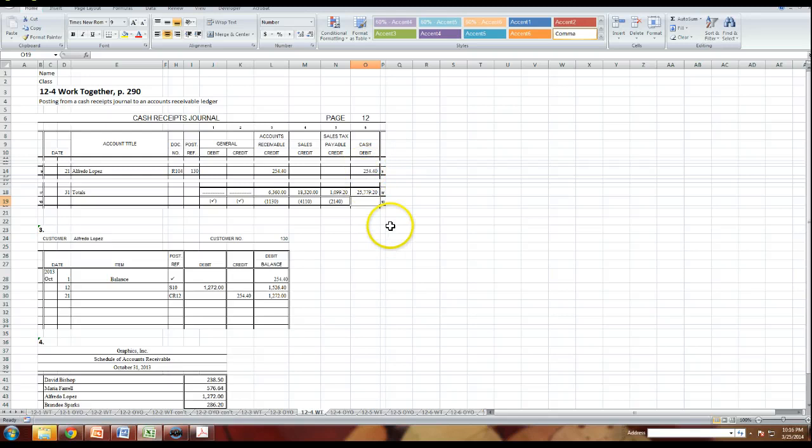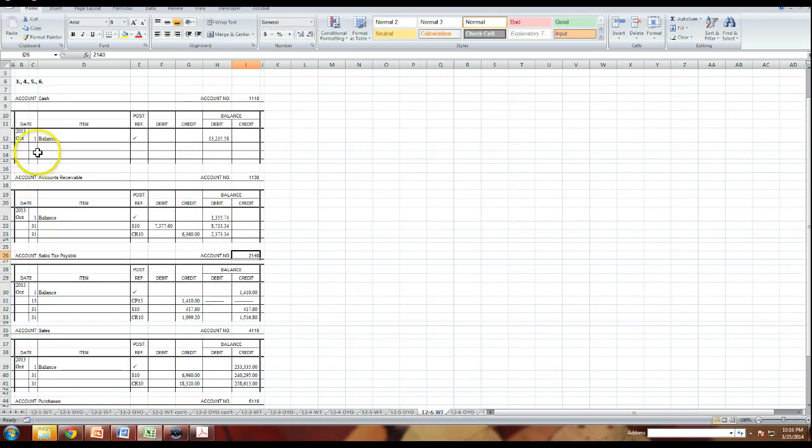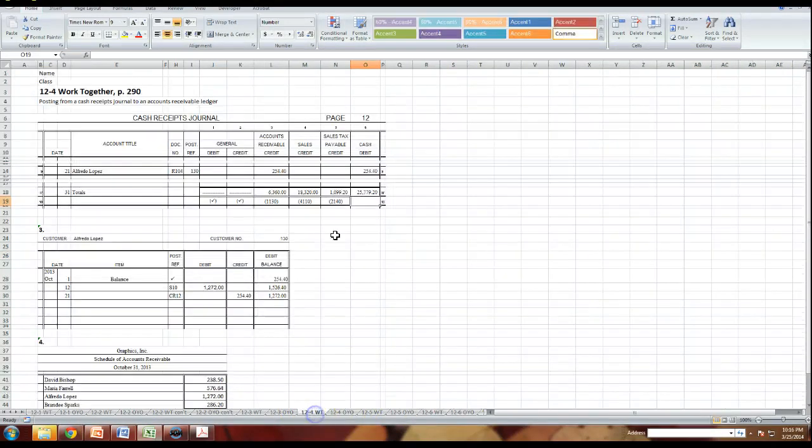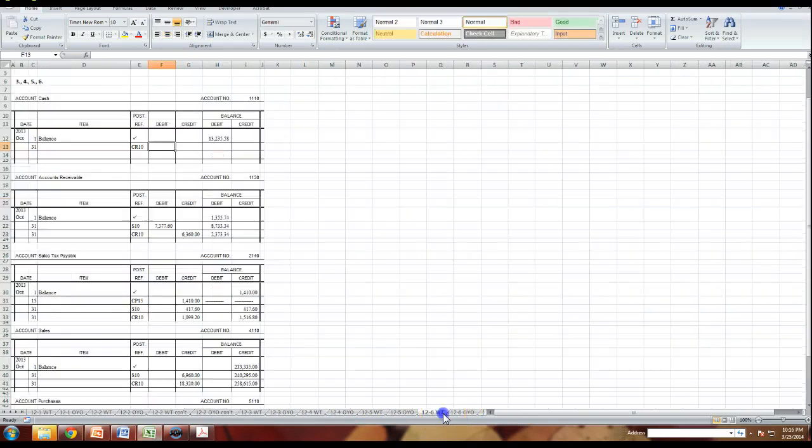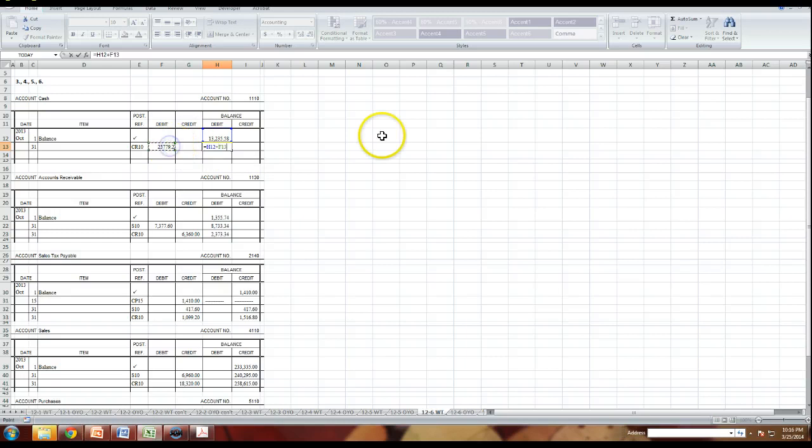And lastly is this cash debit. This cash debit is for 25,779.20. Back to my general ledger, so we're going to put the date. Cash receipts journal, page 10. It was for a lot of money that I don't remember because, okay, 25,779.20. We're going to add these 2 debits together because we add debits. And here's our new cash account balance.